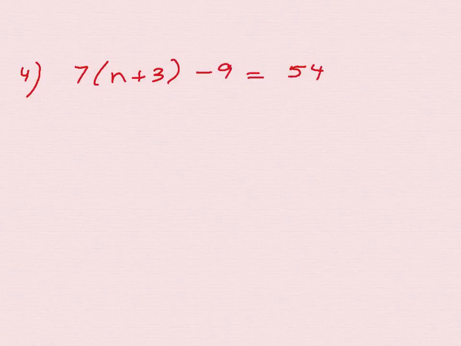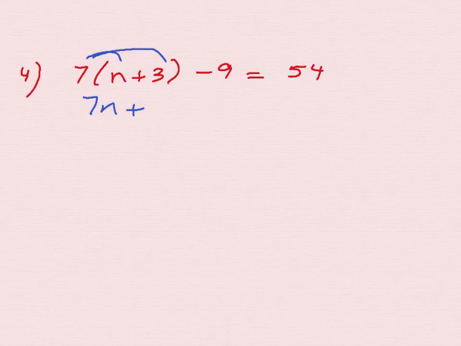Another kind of question you're going to see will be one with a bracket. So 7 onto n plus 3 minus 9 equals 54. So the first order of business is always going to be to clear the bracket. We learned that last week. This is called the distributive law.